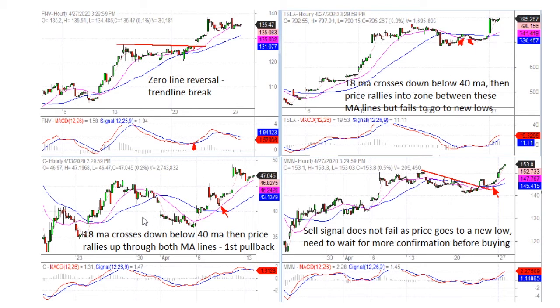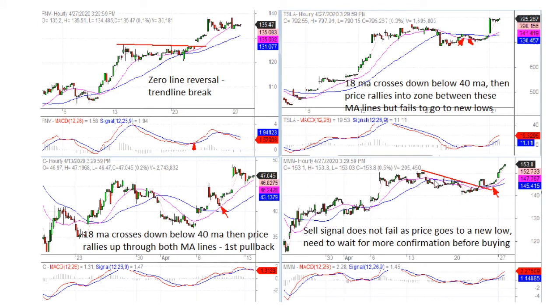If we go down to the bottom left, another example would be where the 18 crosses down below the 40, but instead of going in the zone and out of the zone, it just goes straight up through both moving averages. In this case, I would buy a pullback. And if you notice, if you drew a downtrend line, you'd have the 1 as the break of the trend, and then the 2 would be the pullback. And that would be this first pullback in a new forming uptrend. So this is a third example. These are all variations of the same pattern when you look at it this way.